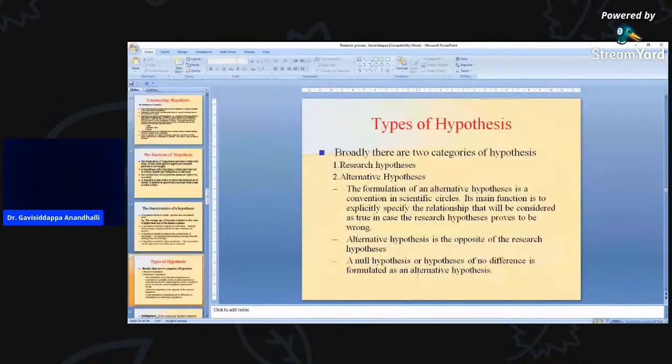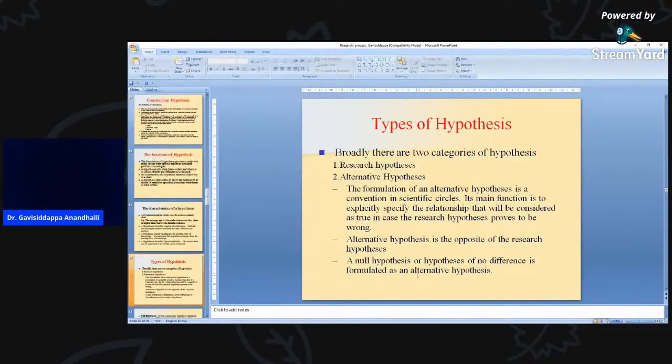We have different types of hypothesis. One is research hypothesis, the other one is alternative hypothesis. Research hypothesis is nothing but the null hypothesis. Null hypothesis always states there is no relation, no association, no correlation, no significant difference. So it will nullify the statement.